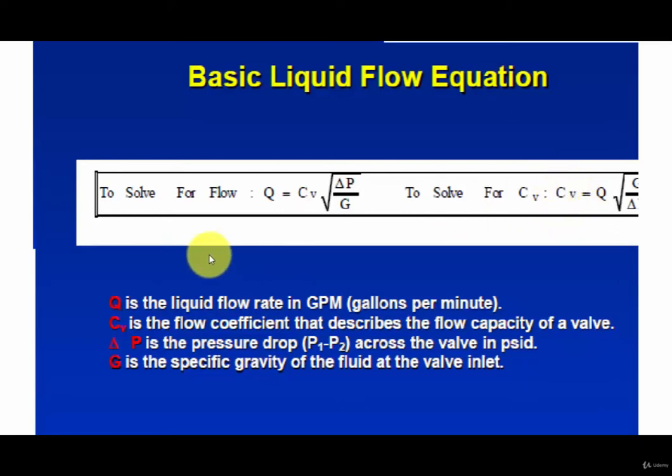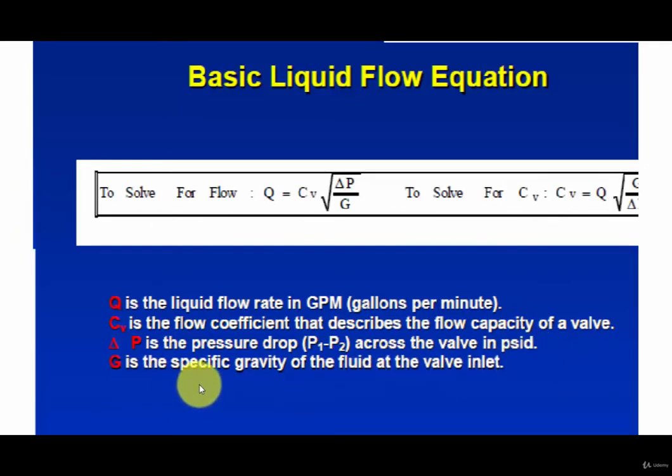Now we'll see the definitions. Q is the liquid flow rate in GPM, gallons per minute. So this is for liquid applications. CV is the flow coefficient that describes the flow capacity of a valve. As I told you, flow capacity is represented by CV, the flow coefficient. Delta P is the pressure drop or differential pressure, P1 minus P2 across the valve, in PSID. Because it's a differential pressure, we write PSID.